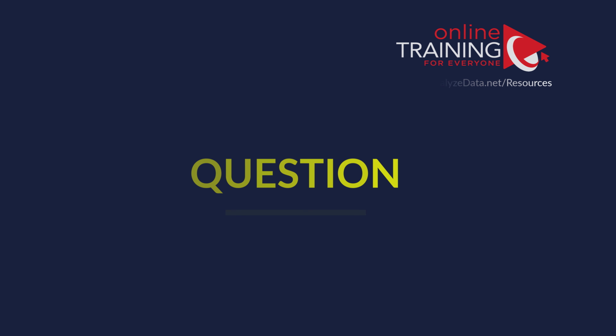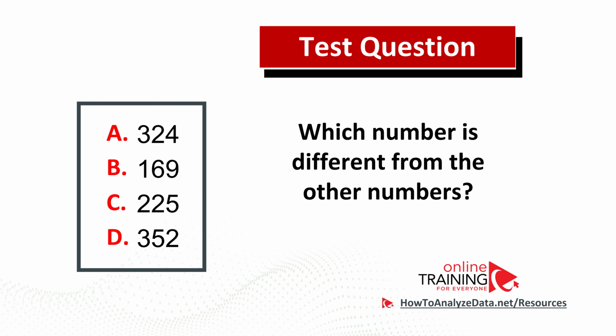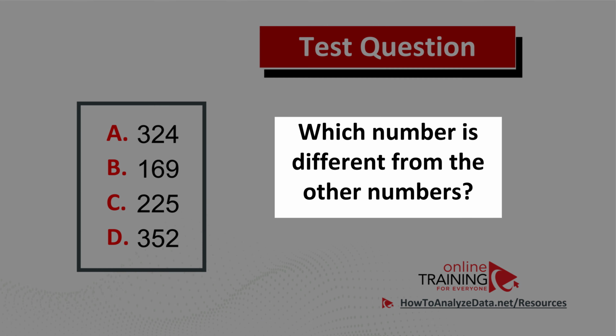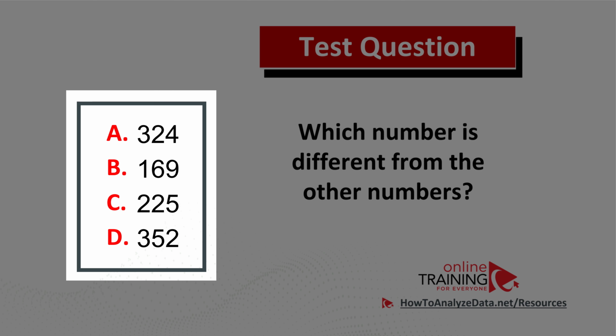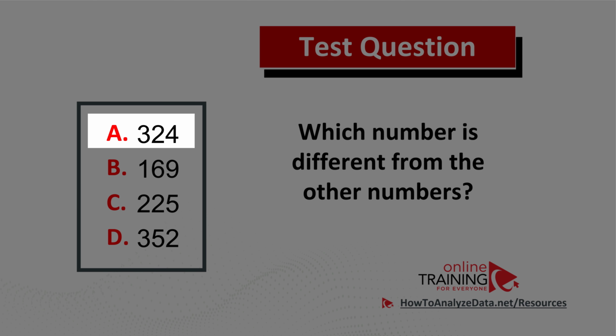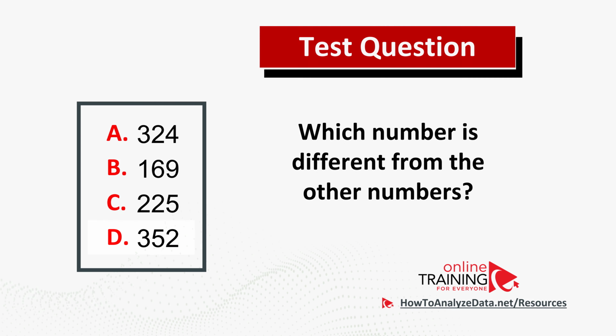Let's look at the interesting and tricky question you frequently see on the test. Which number is different from the other numbers? And you have 4 different choices. Choice A, 324. Choice B, 169. Choice C, 225. And choice D, 352. Do you think you know the answer?